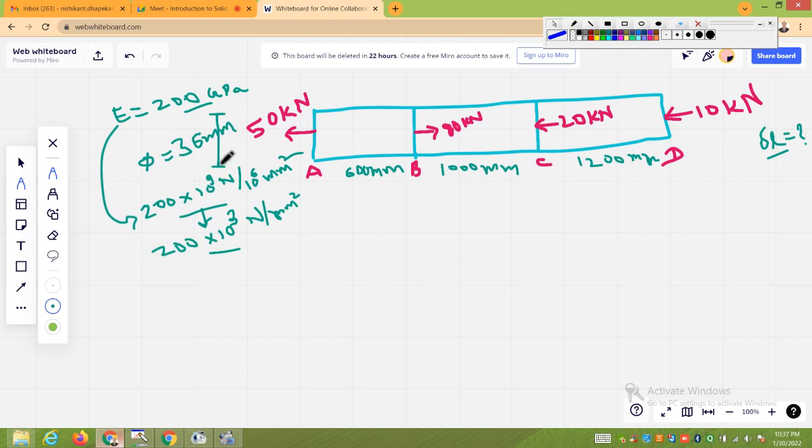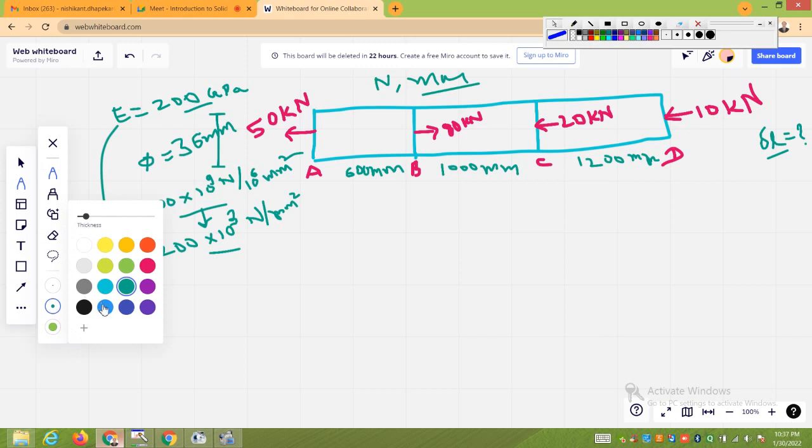Now all your units, 50 kilonewtons means 50 into 10 to the power 3 newtons. So all your units will be in Newton and millimeter. First of all, try to maintain the same units and then proceed.